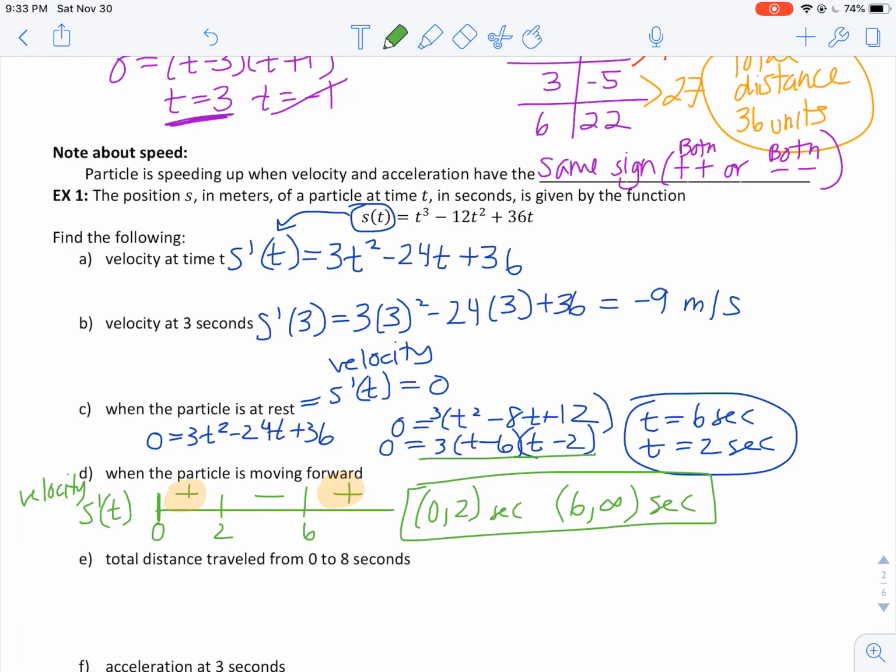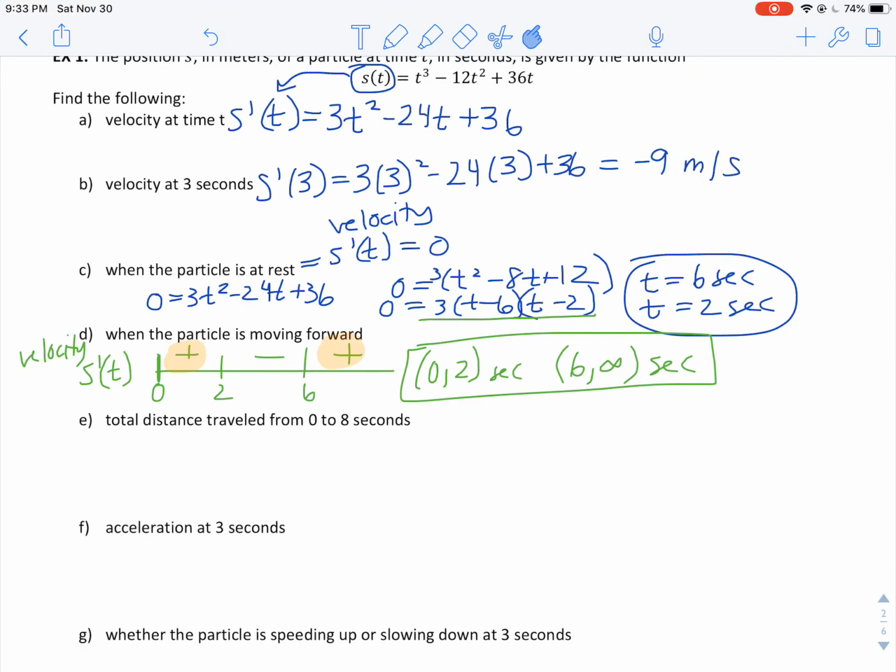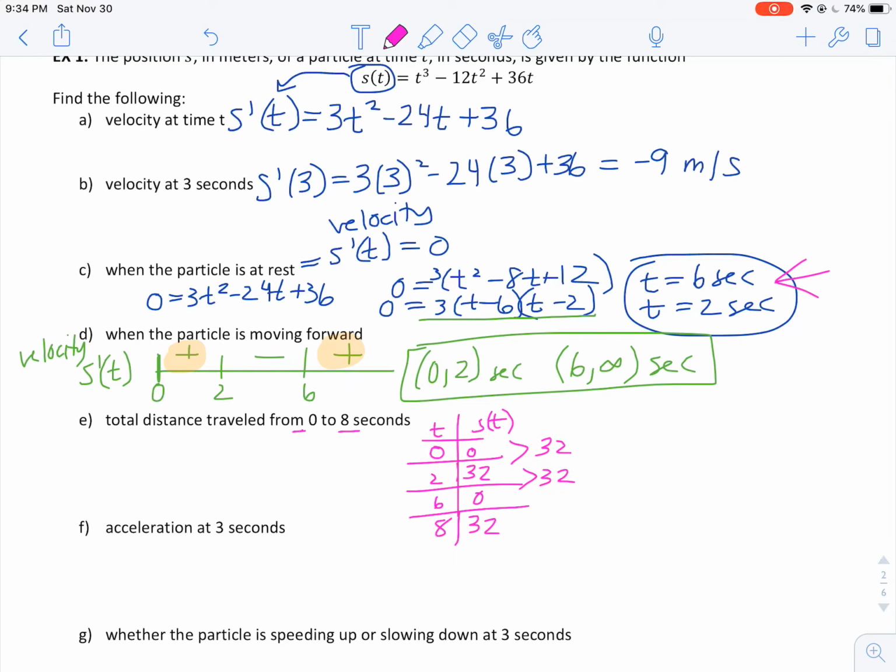Total distance traveled from 0 to 8 seconds. So we're going to take those endpoints and the critical values. So we got t and s of t. Our endpoints are going to be 0 and 8. And then we have the 2 and the 6, the critical values from part C. So 2, 6, and then we have 8. Sub in those values, you get 0, 32, 0, 32, nice little pattern there. So each time, absolute value, we're going 32. So that's going to add up to a total of 96 meters.